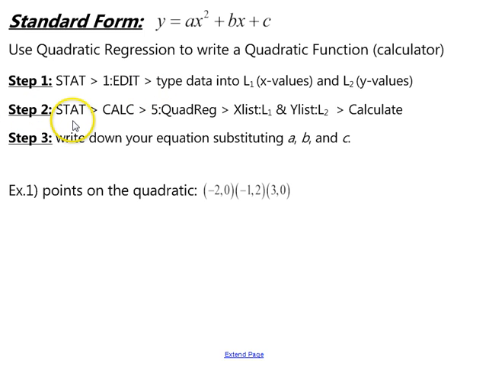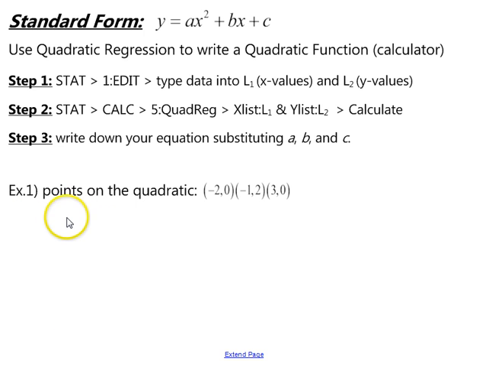Then step 2, we're going to hit stat, go over to calc, choose the 5th option, the quadratic regression. Make sure that our x list is L1 and our y list is L2, and then hit calculate. Then we're going to write down our equation substituting the values of a, b, and c into the standard form of the quadratic. So I want you to pause, make sure you write down these steps so that you have them, and then check back with me when you're finished to do the first example.